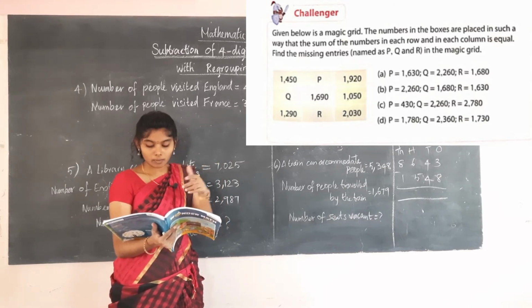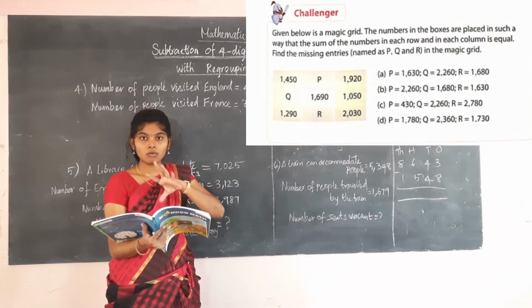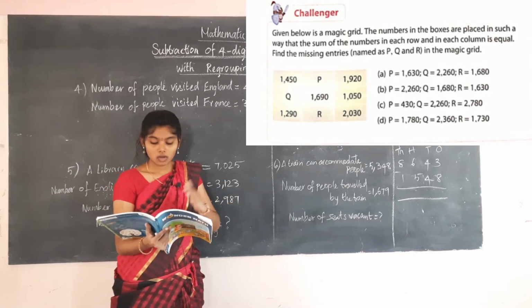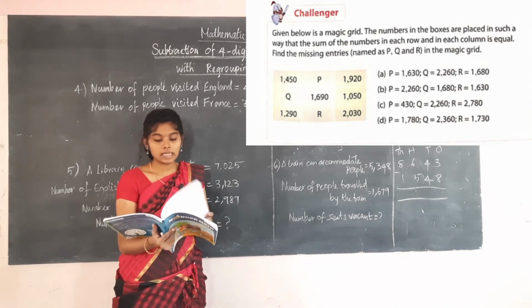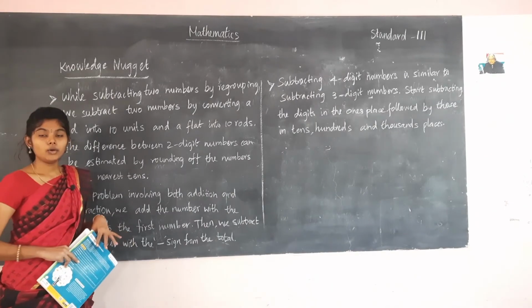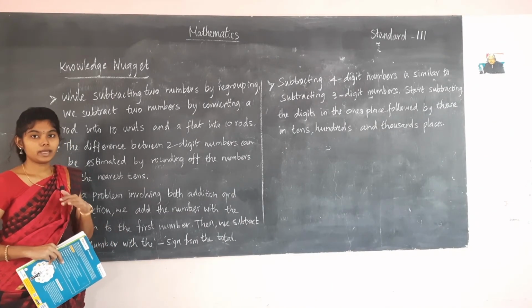1,922. From that number, we will subtract 1,450. So you will get the answer for P. Likewise, you are going to find the answers for P, Q and R. This is a challenge, so do that. Now we are going to revise the chapter we have seen here.